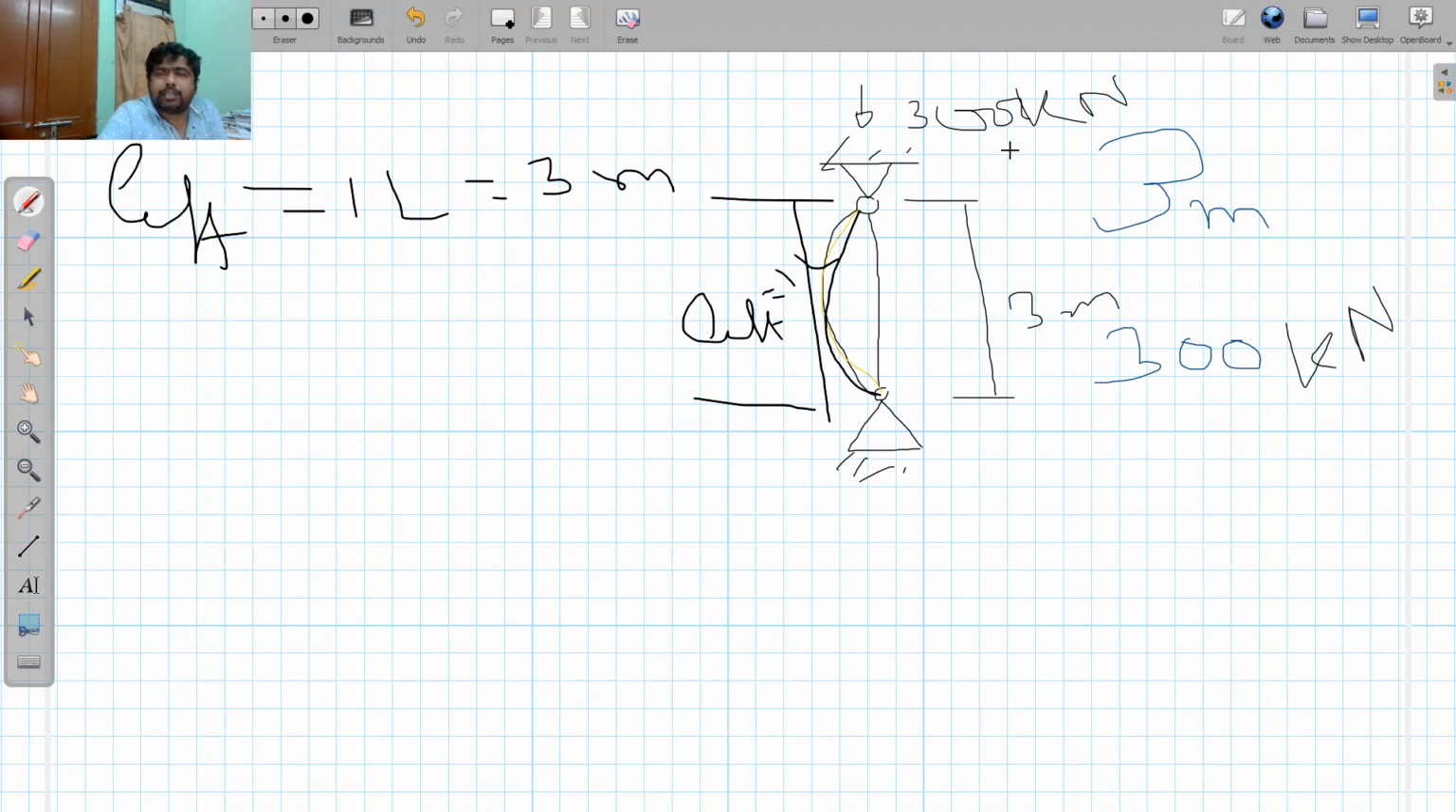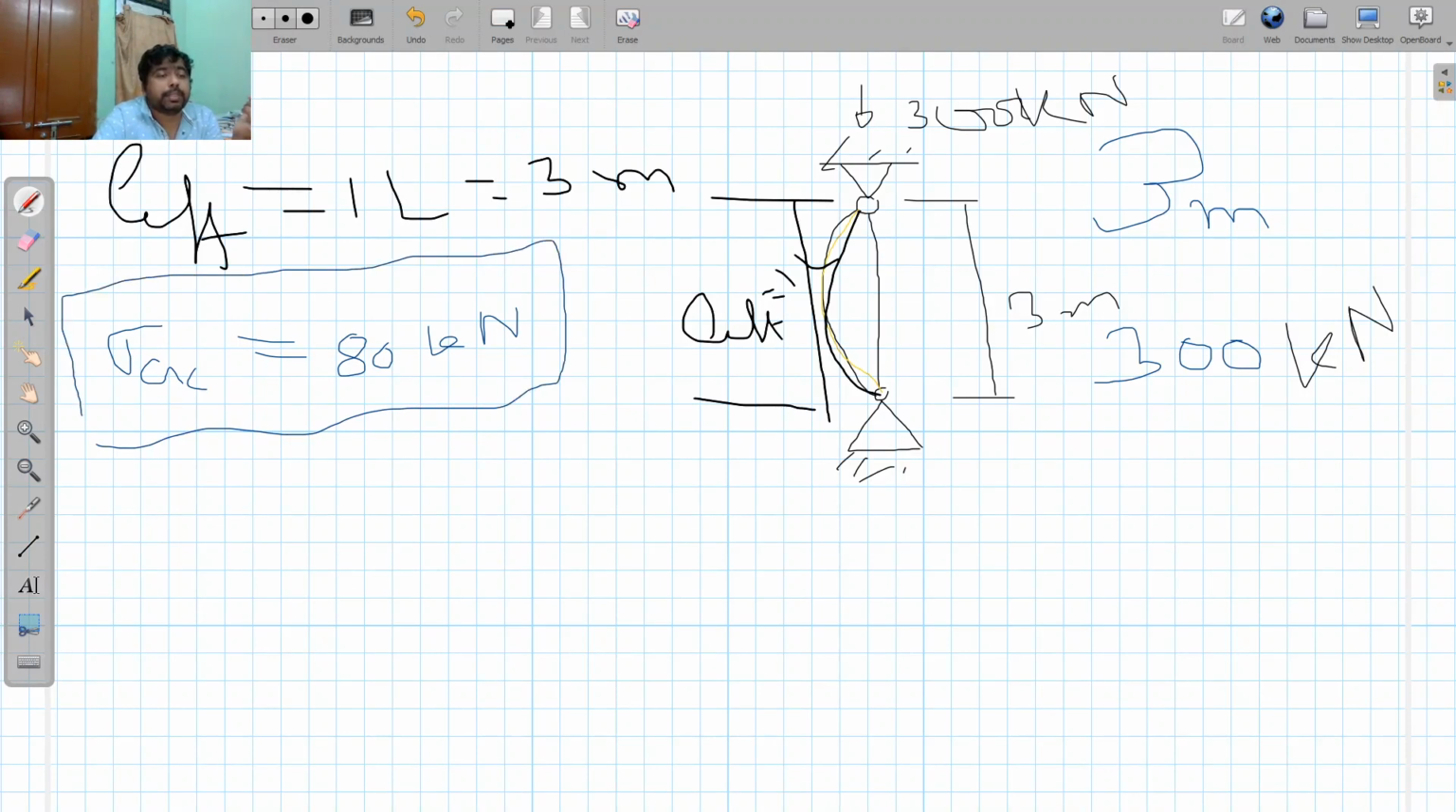300 kilonewton is not a very high load. Or even, right now we do not know anything. So what will we do? As our first step, let us assume some sigma SC value. I am assuming a sigma SC value of 80. Let us see what happens. Initially we do not know whether it is a very high load or not, we are not experienced. We have not done a single problem till now, so we do not know what to do. So let us assume that it is like that. Assume a sigma SC value of 80.